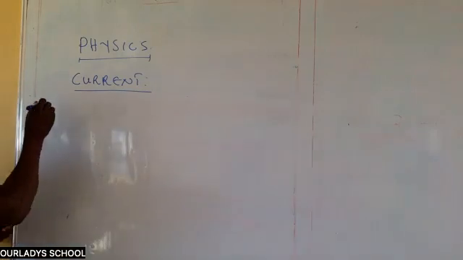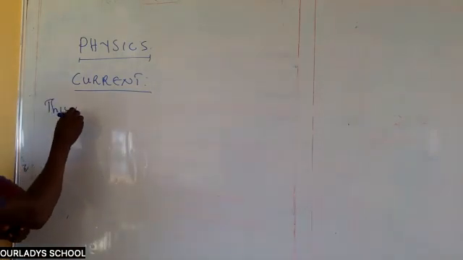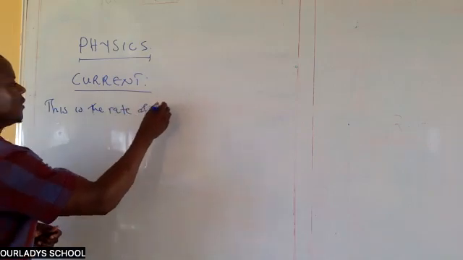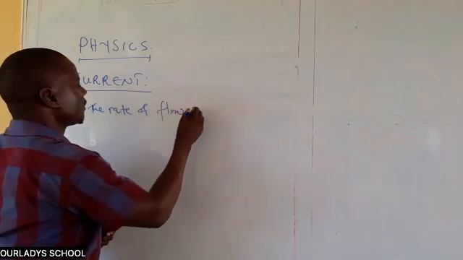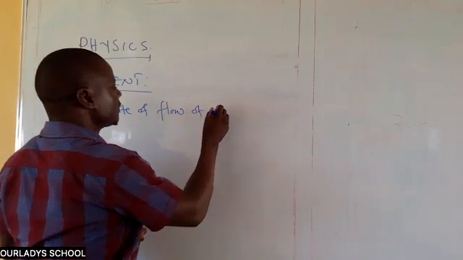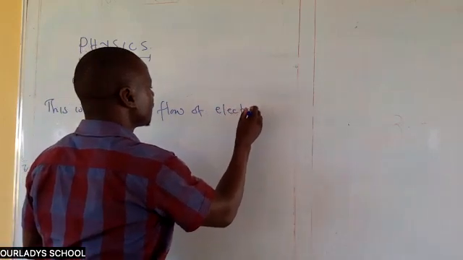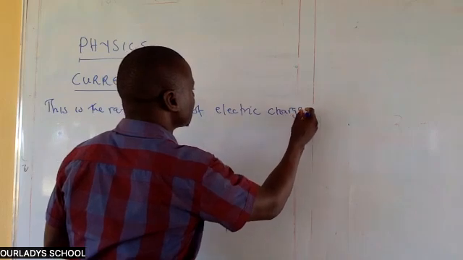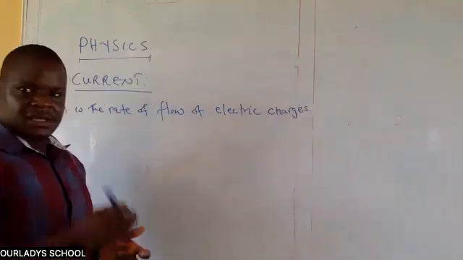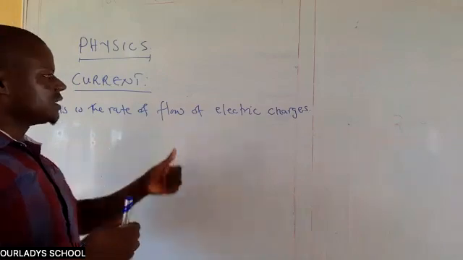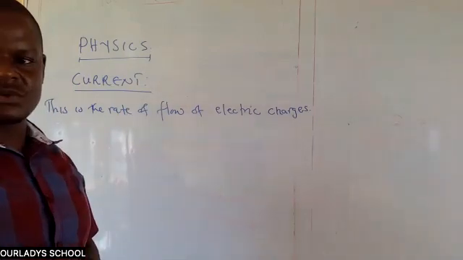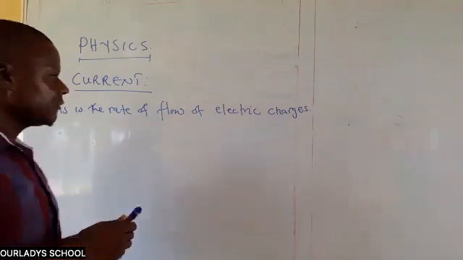Current, let's say this is the rate of flow of electric charges. The flow of these electric charges through the wire is what is being referred to as current.